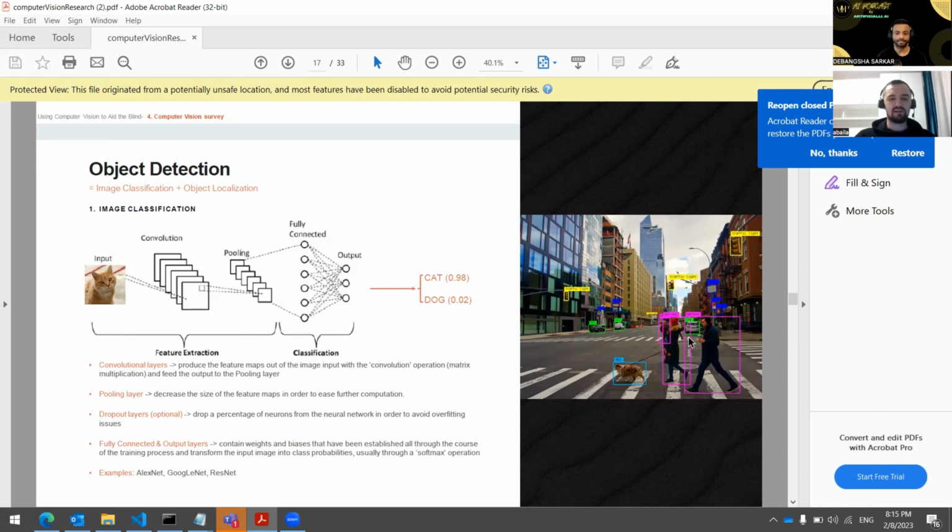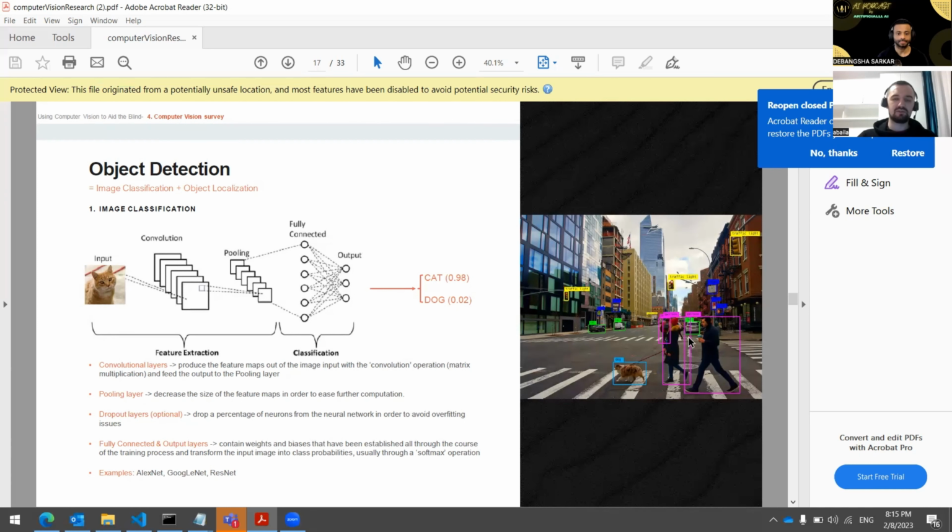For convolutional layers, basically what they do is they produce feature maps out of the image, and then with the convolution operation, they feed input to the next layers, which are generally pooling layers. Pooling layers are basically decreasing the size of the feature maps because in the end, you also want an efficient network.